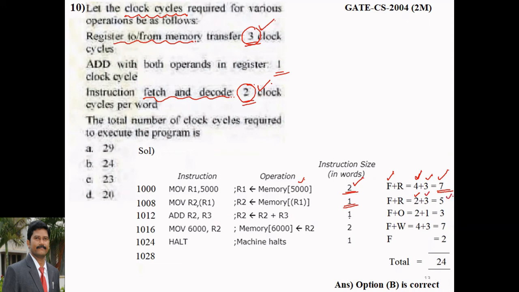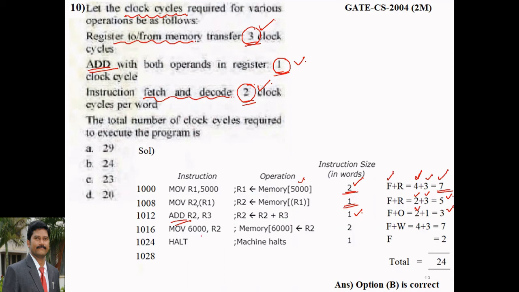And the third instruction is one word. For fetching, 2 clock cycles are required. And the add operation, how many clock cycles? It is 1 clock cycle. So 2 plus 1, it is 3.